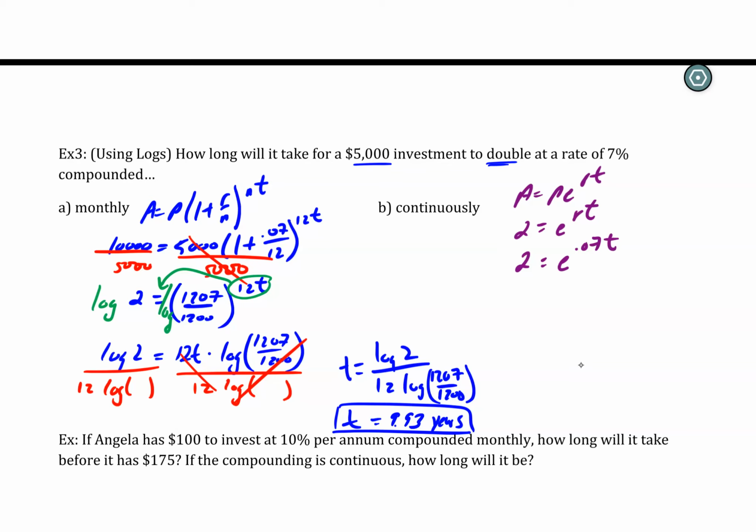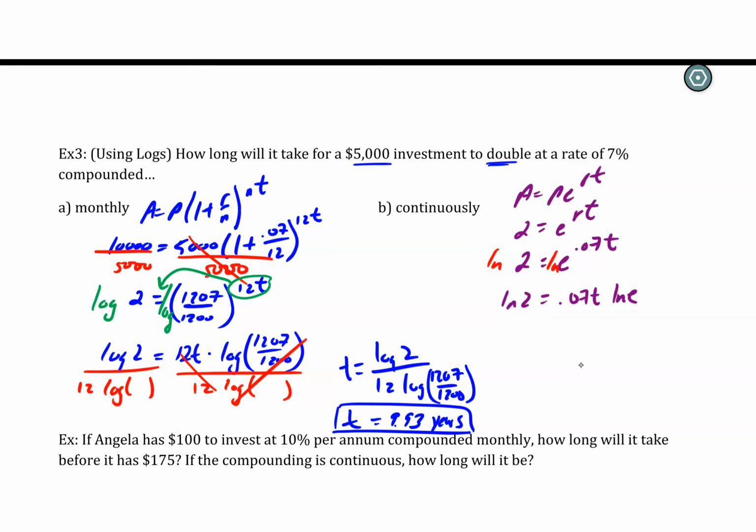And if I take the log of both sides, I can power this down. But now I can't just take regular log. I've got to take the natural log because I'm dealing with e. So now I take the natural log of both sides, and that allows me to power this down. So I'm going to have natural log of 2 is equal to 0.07t natural log of e.